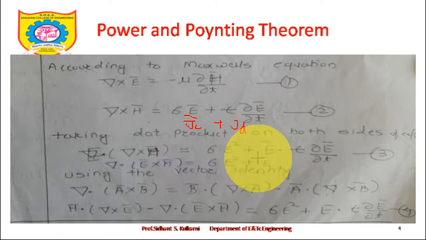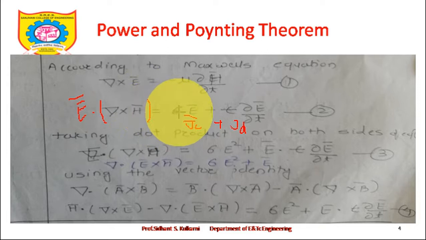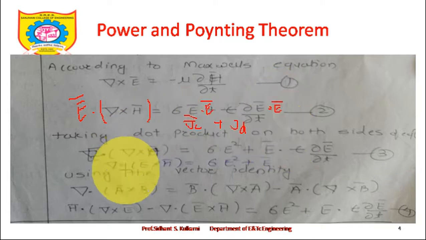So taking the dot product of equation number 2 with E bar, if I multiply this with the dot product E bar, it will be E bar dot del cross H bar is equal to sigma E bar dot E bar plus sigma dou by dou T E bar dot E bar. So I can write it here, E bar dot E bar. So I can write it as E bar dot del cross H bar is equal to, this is E bar, don't forget about this, it might be confusing.